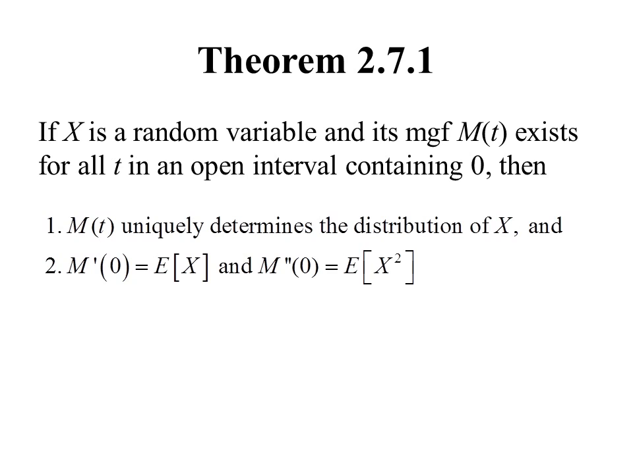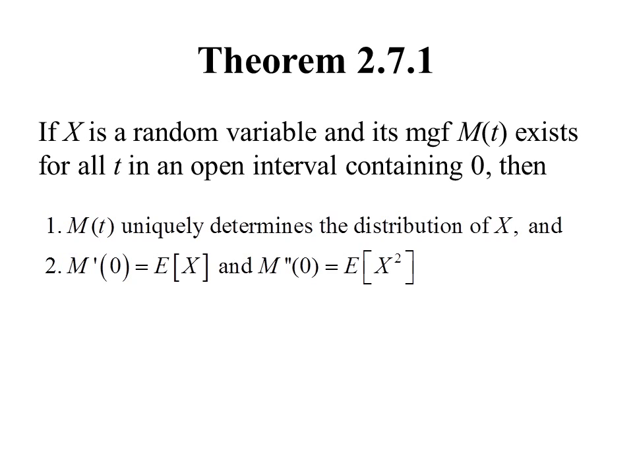Next question is, what can we do with it? Well, this theorem, a proof is well beyond the scope of this book, but this tells us what we can do with it. So it says if X is a random variable and its moment generating function exists for all t in an open interval containing 0, that open interval is kind of a technicality part that we're not going to worry a whole lot about. So then this theorem tells us two things. Number one, the moment generating function uniquely determines the distribution of X.